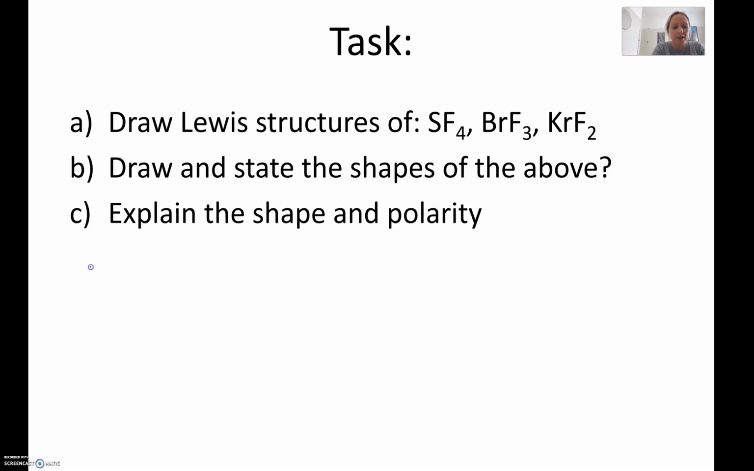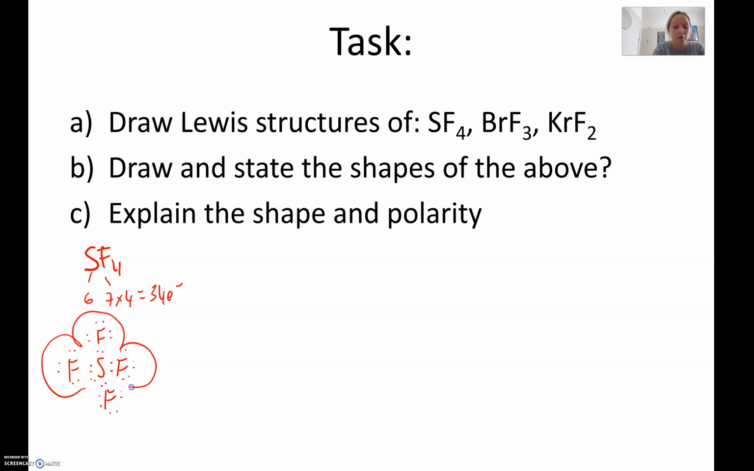So we're going to start with SF4. Now I'm going to do the Lewis structures and shapes on this slide, and I'll discuss them all, and then you can read through my typed up answer. Okay, so group 16 and 7 times 4 gives us 34 electrons. S is going to be in the middle. We count out 32 electrons, and then the extra pair go here. So that's the Lewis structure done.